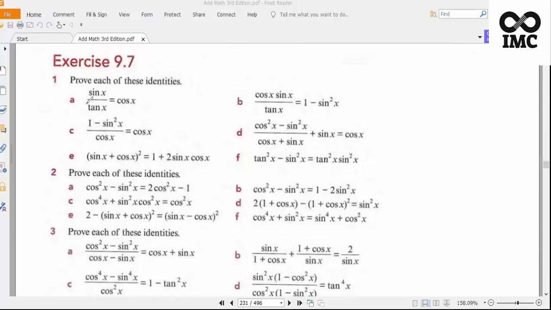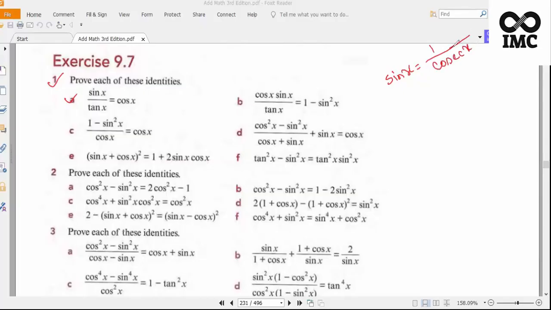Exercise 9.7. Prove each of these identities. So how can we prove this one? Here, we need to know some identity formulas, that is, sin x equal to 1 by cosec x.